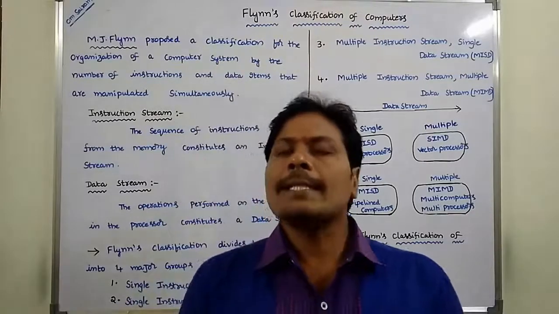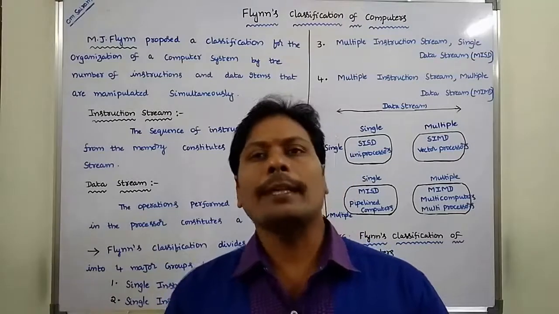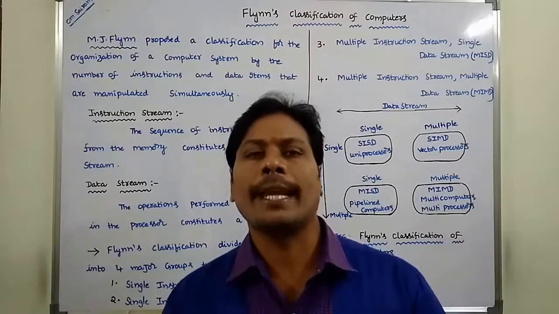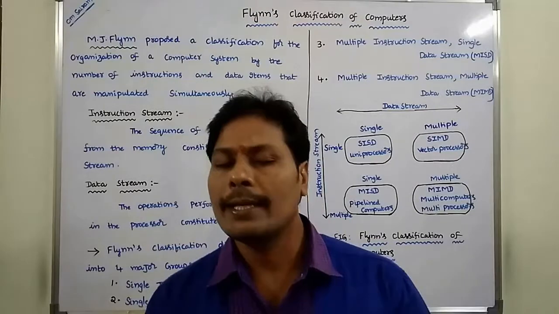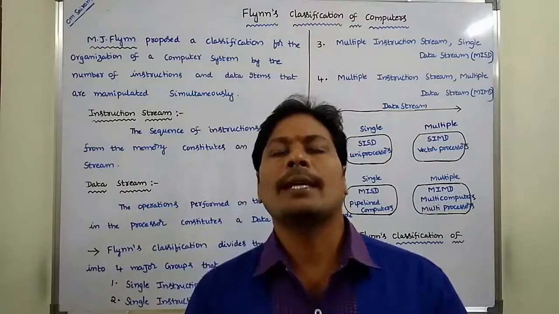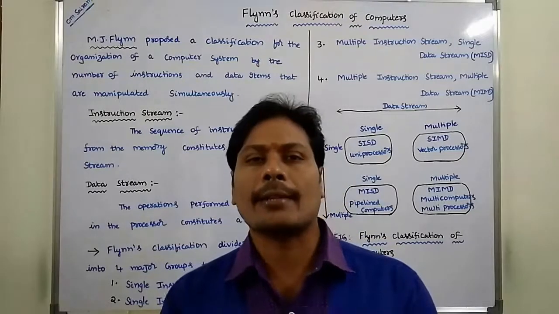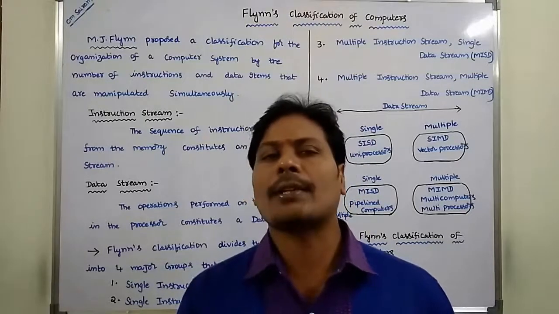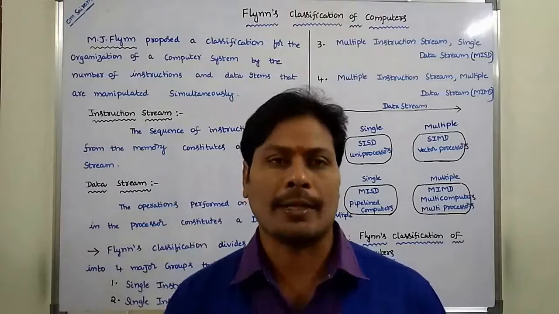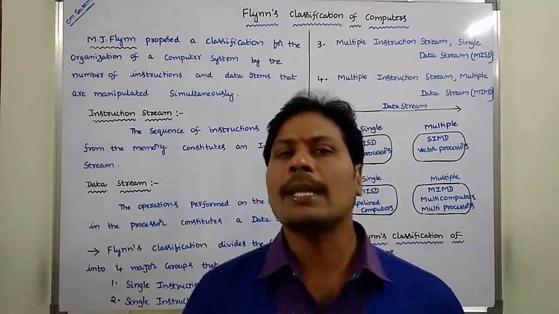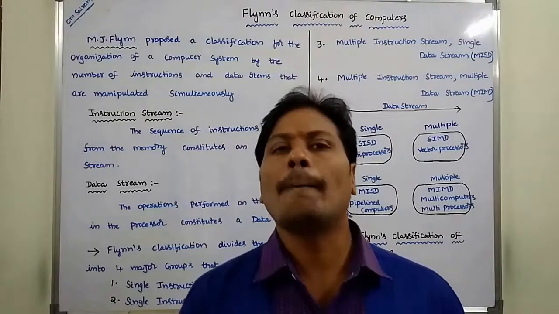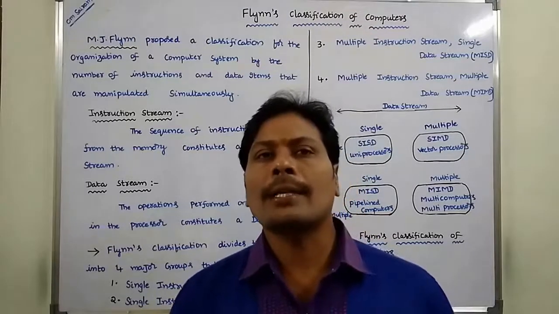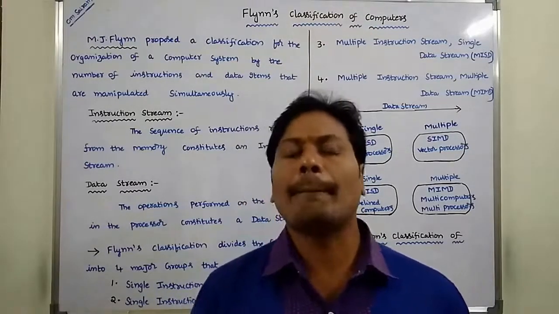Flynn classifies the computers into four categories based on the number of instructions and data items that are manipulated simultaneously. First one is SISD, single instruction stream and single data stream. Second one is single instruction stream and multiple data streams, SIMD. Third one is multiple instruction stream and multiple data stream, MIMD. Fourth one, multiple instruction stream, single data stream, MISD.